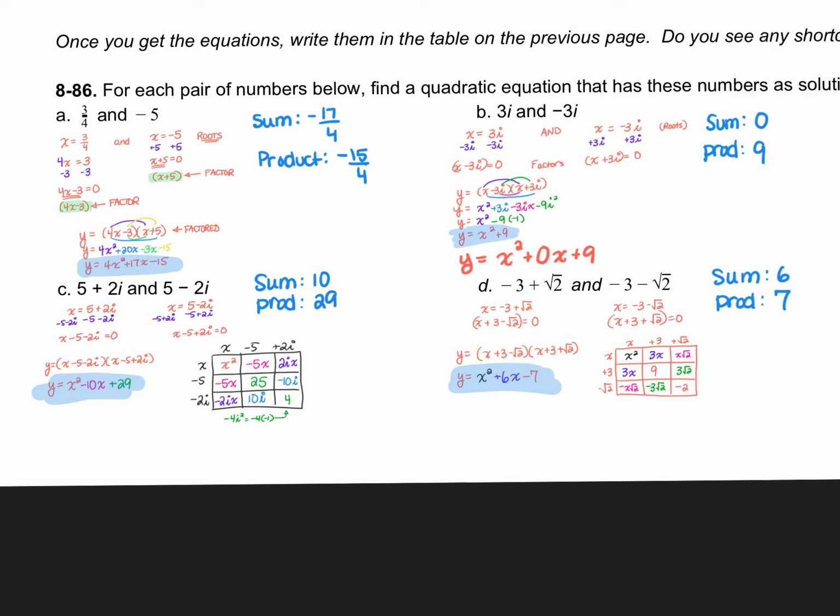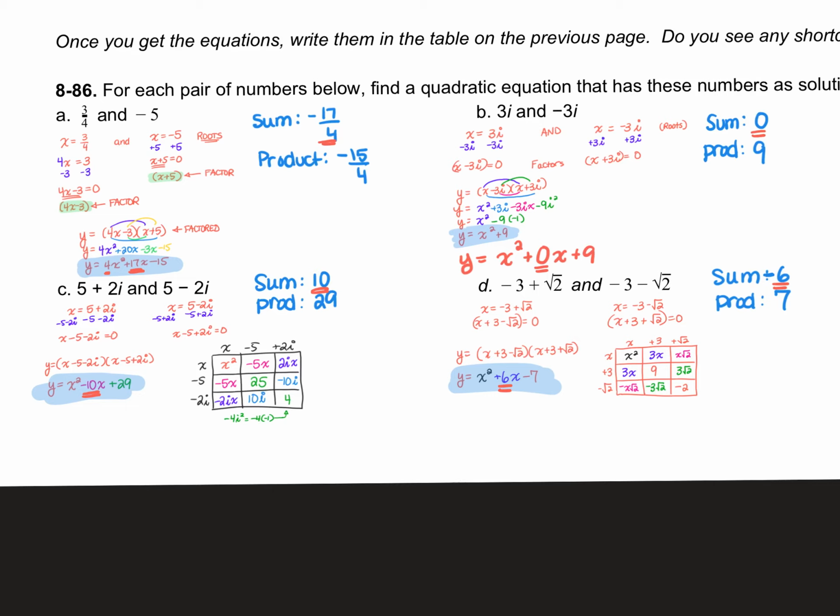The sum is related to your middle term. Okay, so looking at our sums here, sum of 10 and a middle term of negative 10, sum of 0, middle term of 0, sum of 6, middle term of, sorry, that should be negative 6, shouldn't it? Sum of negative 6, middle term of 6. And then over here, this one's a little tricky, but the sum is negative 17/4, and the middle term is positive 17, but this 4 plays a role as well. We'll talk about that.